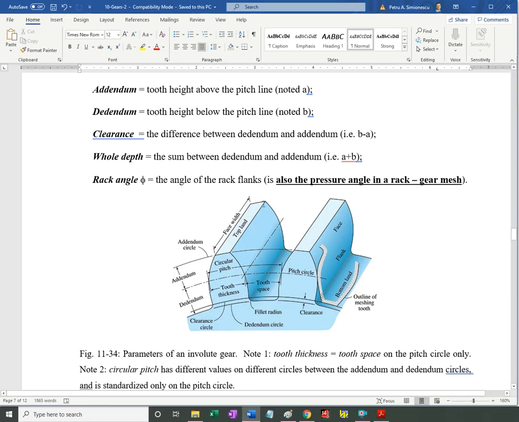We have the top land, we have the face width, this is the face, the flank of the tooth, addendum, dedendum. Addendum and dedendum are standardized with respect to the module or the diametral pitch. We'll discuss module and diametral pitch.